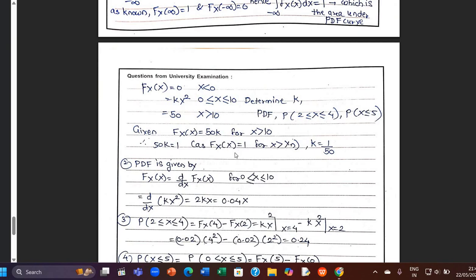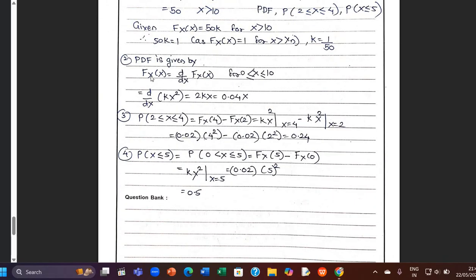For both these cases, if we calculate, first of all, F_X(x) is equal to 50k, which we can write for x greater than 10. As per our definition, we know that 50k is equal to 1. So therefore F_X(x) is equal to 1 for x greater than 10, and k is equal to 1 by 50. So if we equate this to 1 for x greater than 10, then by default k will be equal to 1 upon 50.